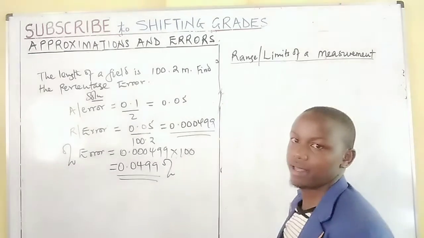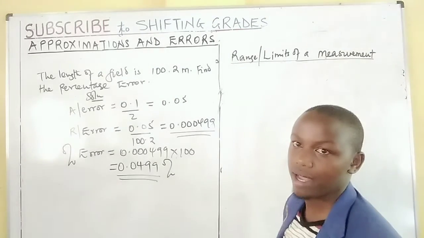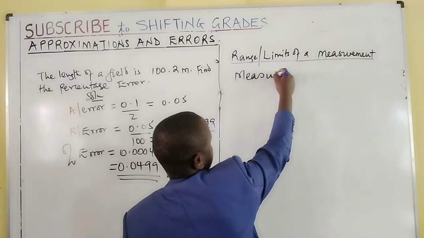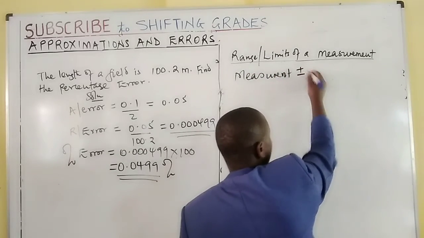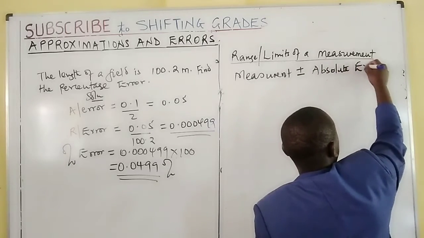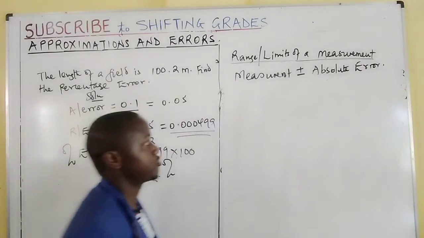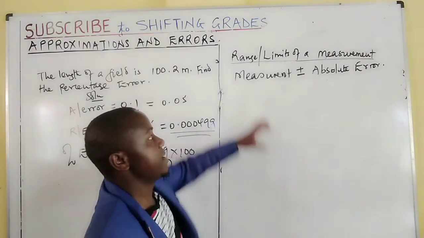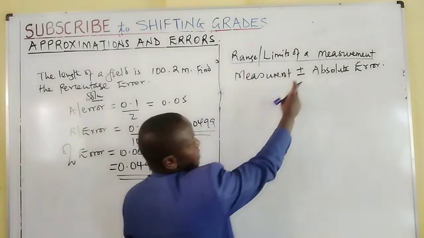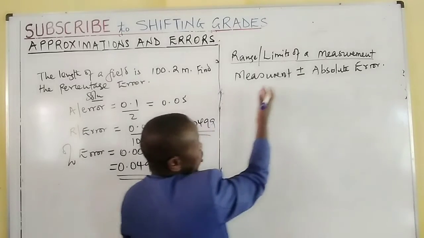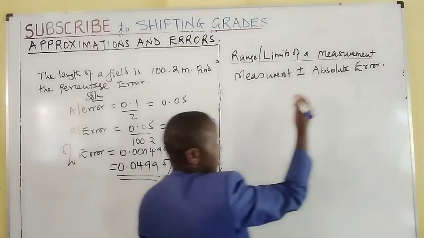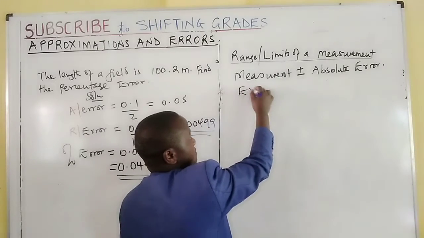So to get the limits of a given measurement, or where a measurement lies, we take the measurement, then we add or subtract the absolute error in the recording of the given measurement. Therefore, we subtract the absolute error to get the lower limit, and we add the absolute error to the measurement to get the upper limit of the given measurement. Let me give an example to this.